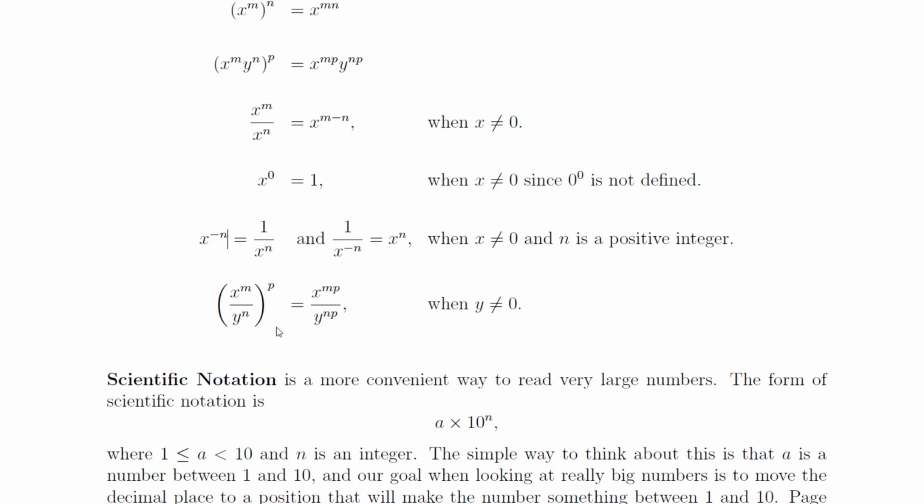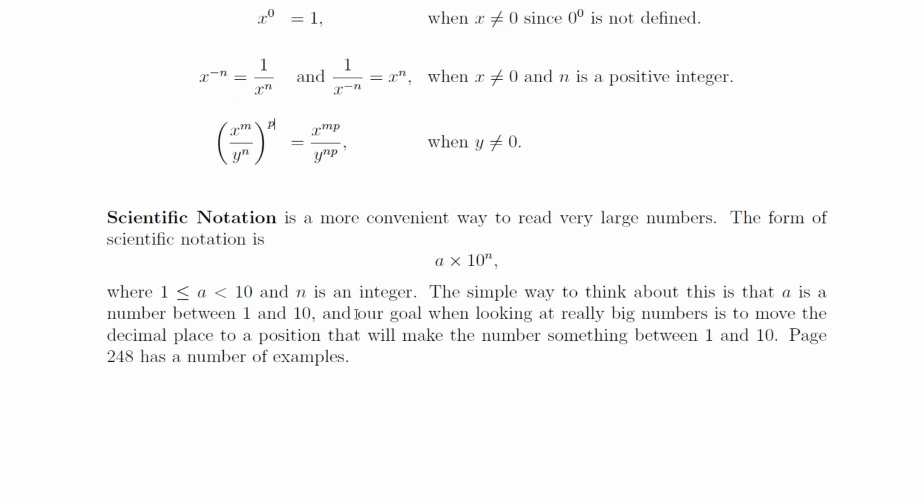Okay? And then same property that we had up here is basically the same here with a fraction. So that p is going to distribute to x to the m and y to the n, and that is multiplying times that exponent. Okay.